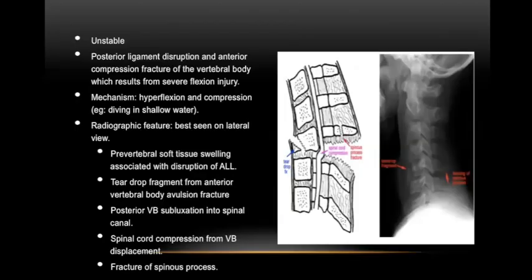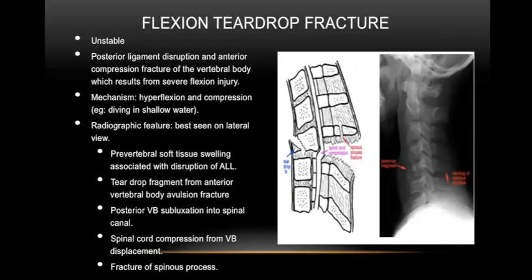Right, next we go to flexion teardrop fracture. So this is an unstable fracture. So you have a posterior ligament disruption. So imagine this is the posterior ligament. So this is the anterior longitudinal ligament, posterior longitudinal ligament, and that's the spinal canal. All right. So this disruption of the posterior longitudinal ligament here, and anterior compression fracture from a severe flexion injury. So diving in shallow water. So hyperflex and compress. Okay.